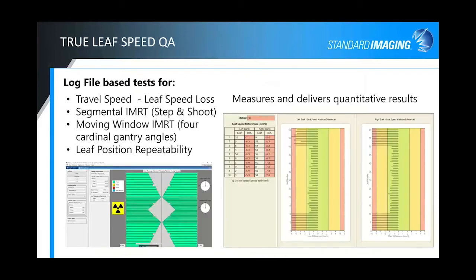We've got, as I mentioned, a couple of different types of MLC tests. We've got the log file based tests for a travel speed, a leaf speed loss, and the nice thing about this is it's an actual leaf speed loss. It's not an average over the field. It actually tracks and gives results for every leaf within the system.